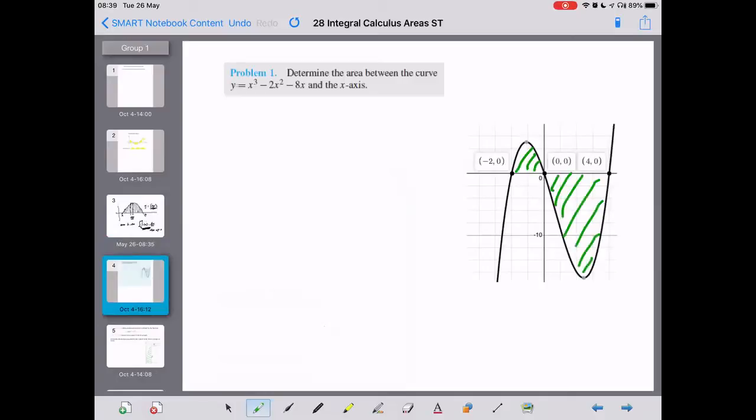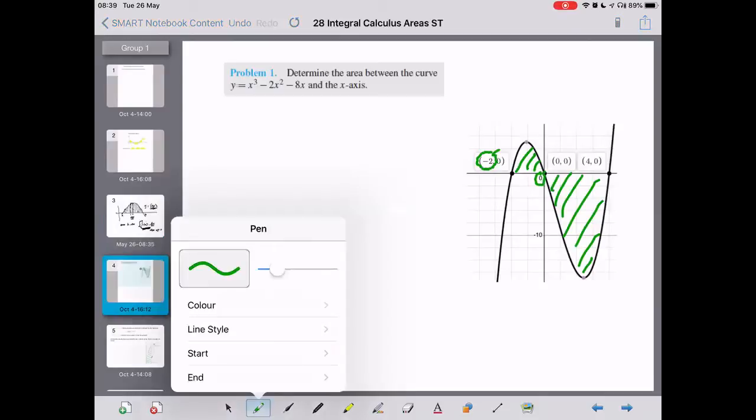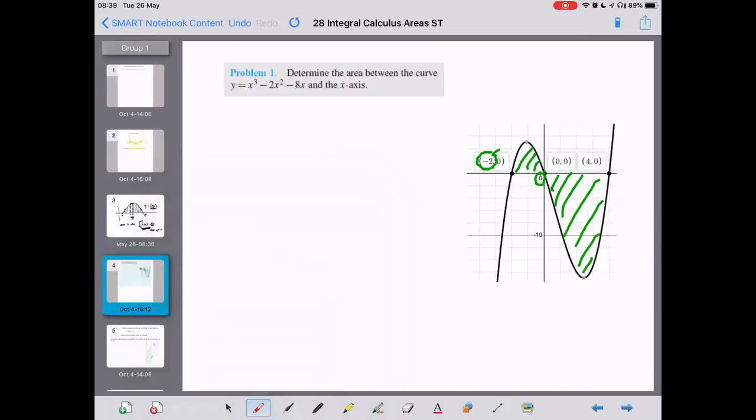So we need to integrate between the limits -2 and 0 for that side, and we need to integrate between the limits of 0 and 4. These are the values of x at those points.